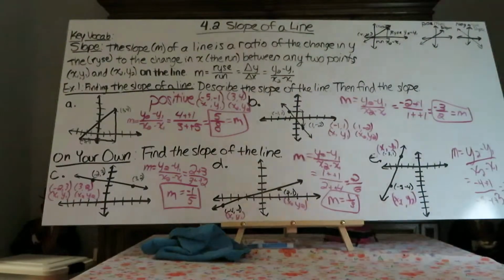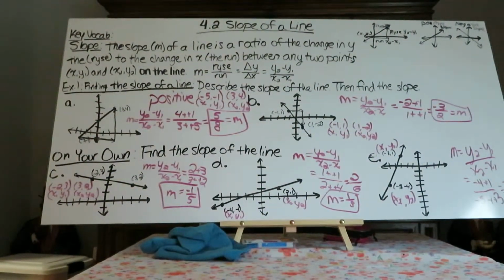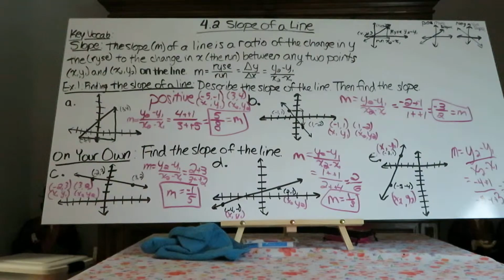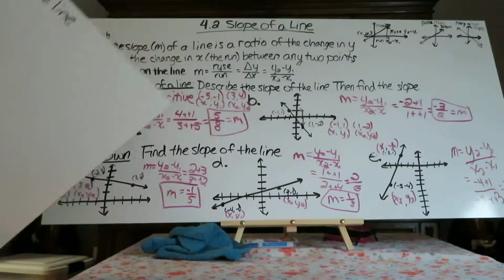Okay, so let's move on to example number 2, finding the slope of a horizontal line. We're going to find the slope of the line provided.